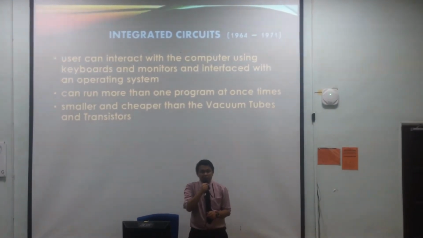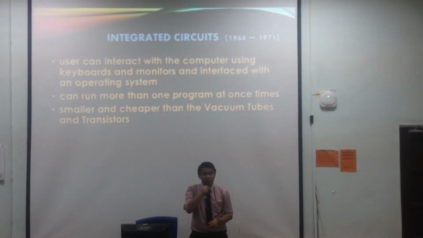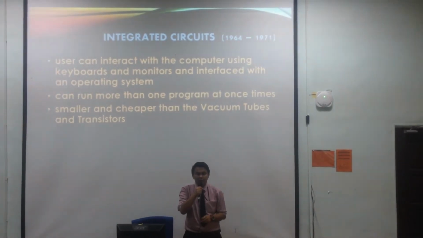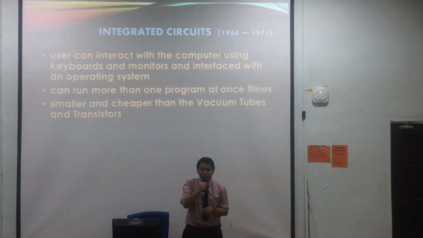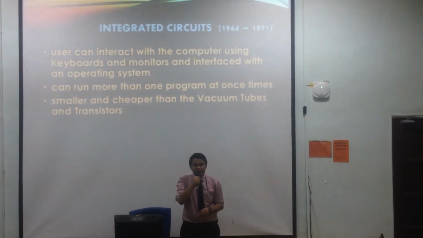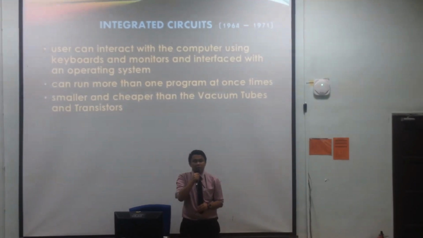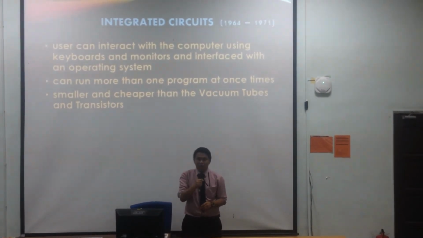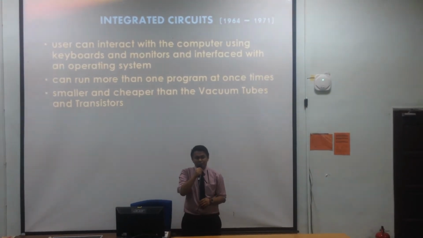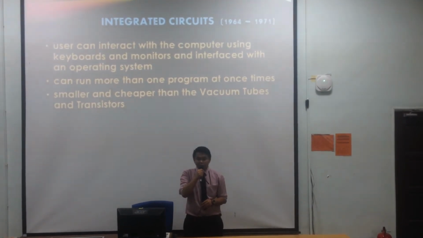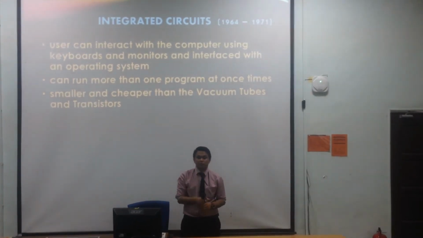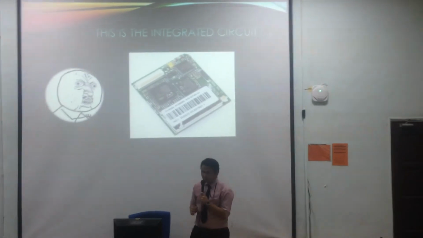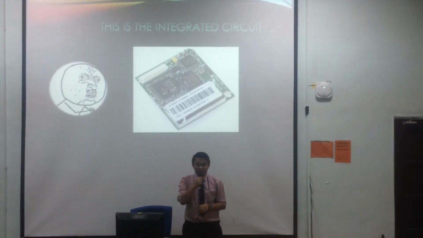Integrated circuit: the user can interact with the computer using keyboard and monitor and also interface with the operating system. Besides that, integrated circuit can also run more than one program at one time. Next, integrated circuit is also smaller and cheaper than vacuum tubes and transistors. This one is an example of the integrated circuit.